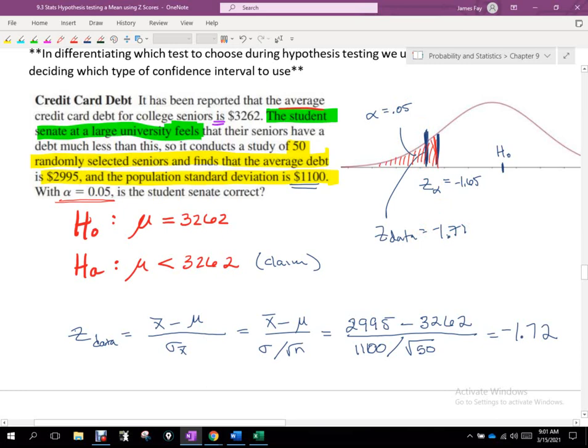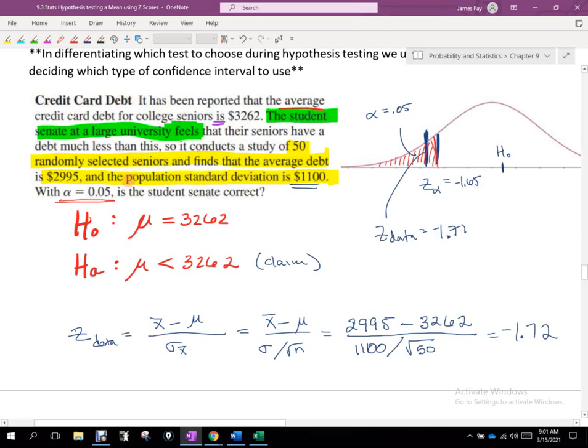So what region does that fall in? What do we call that red region? The negative 1.65 is the critical value. So then the red region is called the critical region, right? Okay. And we call it a critical region because that's where it tells you to reject the null hypothesis.